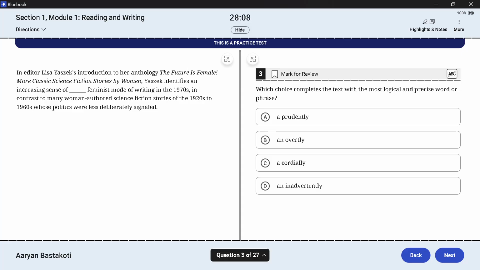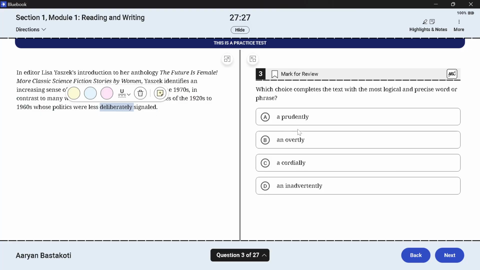To her anthology, this is the anthology, and this is the name. Identifies an increasing sense of the blank feminist mode of writing. Okay, increasing sense of, in contrast to many authored science fiction stories whose politics were less deliberately signaled. Okay, this means other people did not signal it. This author did. So deliberately is the word that we are looking for, the synonym of deliberately is what we are looking for.